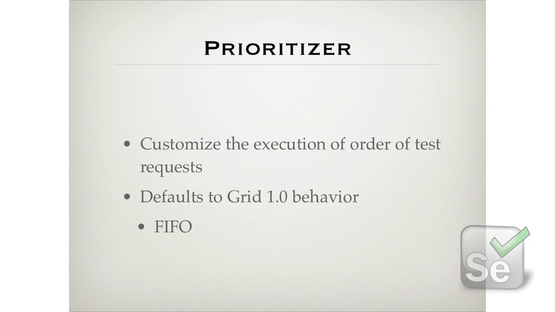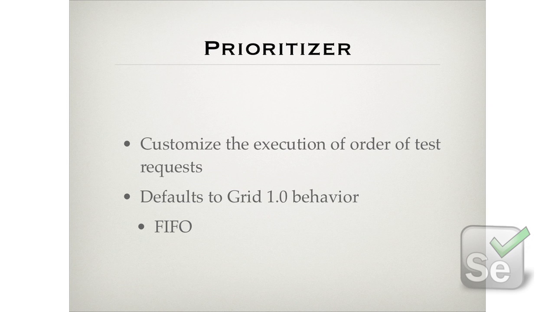The second interface that you can implement is the prioritizer. With Grid 1, you don't have that concept, so every test that you run is going to go to the Grid, and if the Grid is under heavy load, it's going to be first in, first out.